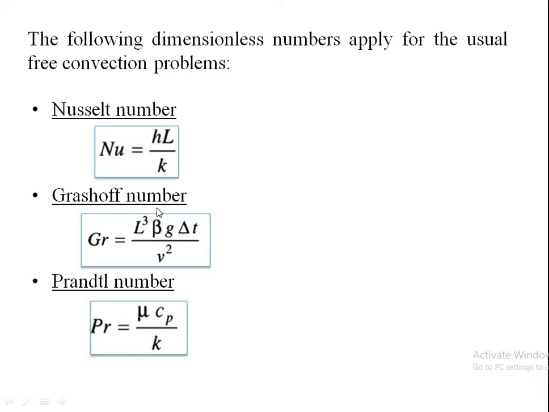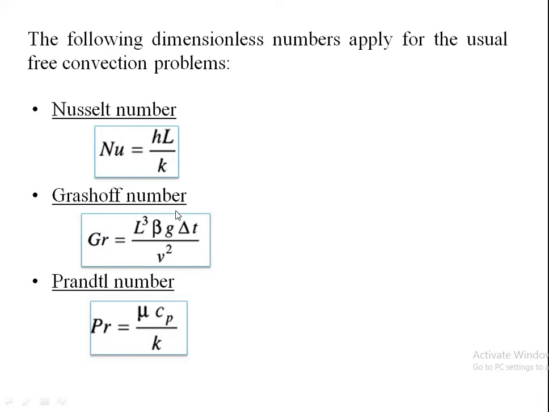This Grashof number is specifically used for natural convection. It can be denoted as Gr equals L cubed beta multiplied by g multiplied by delta T divided by nu squared, where L is the characteristic length, beta is the coefficient of volumetric expansion, g is the acceleration due to gravity, delta T is the temperature difference between the surface and the fluid, and nu is the kinematic viscosity.